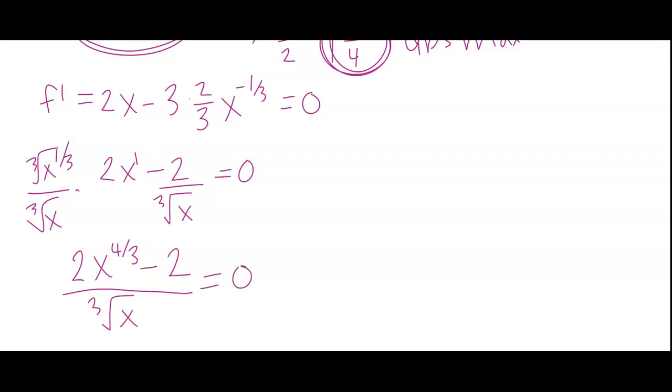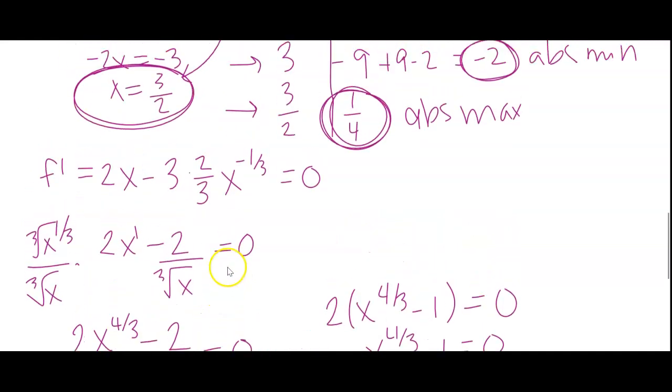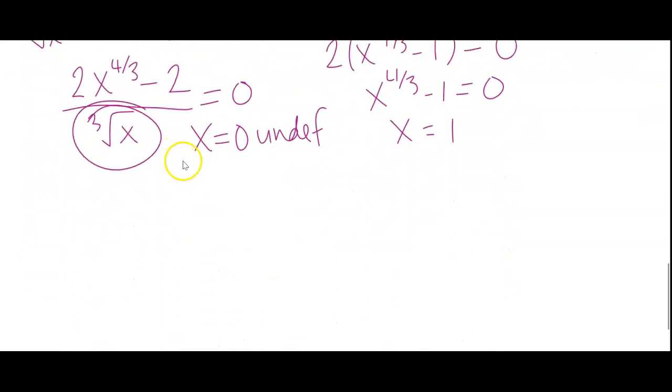Well, one thing that I also know is I can't have x equal to 0. That's going to be undefined. So that is one of my critical points. And then also I need 2 times x to the 4/3 minus 1 to be 0. So x to the 4/3 minus 1 equal to 0. x is going to be 1 here. So let's look at our interval again, from 0 to 2. So these are my two critical points, x, and then my function values at 0, 1, and 2.